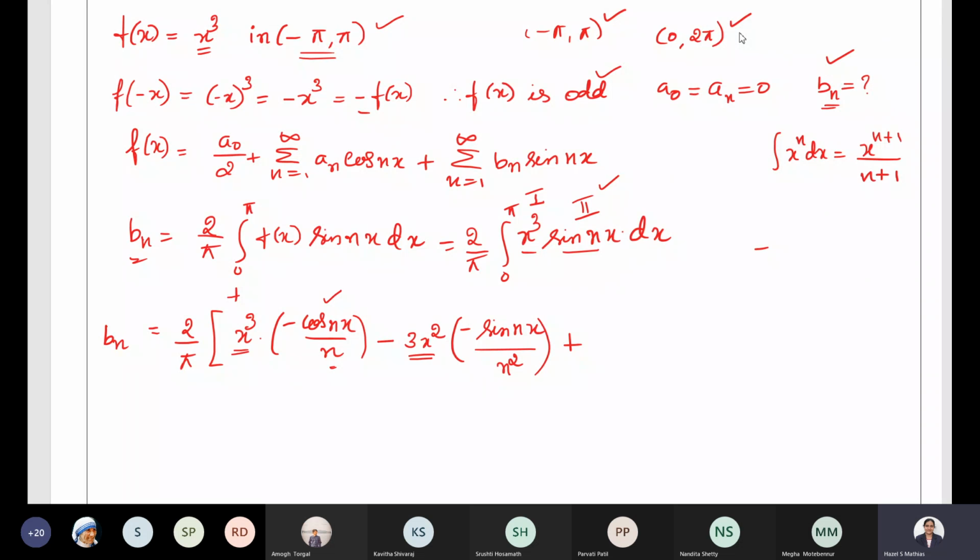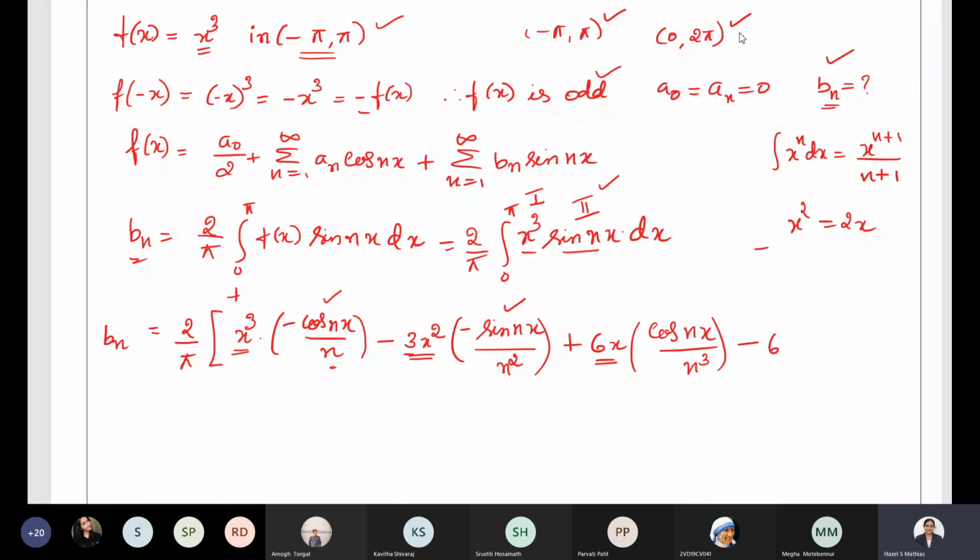So differentiation of 3x square. Differentiation of x square is 2x and 3 is already there, so it will become 6x. Then we have to integrate this term again. Integration of sine is minus cos, minus of minus it will become plus cos nx divided by n. Previously we have n square, so it will become n cube. Next, so plus minus plus, again negative, differentiate 6x.